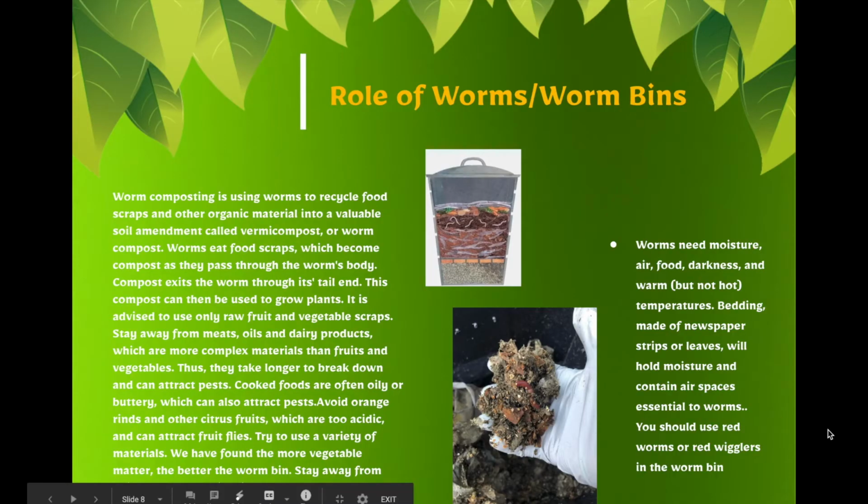Now to the last type of composting. This very different type of composting is called worm composting. Obviously, this uses worms to recycle food scraps and other organic material into a valuable soil amendment called vermicompost. Worms eat food scraps which become compost as they pass through the worm's body.